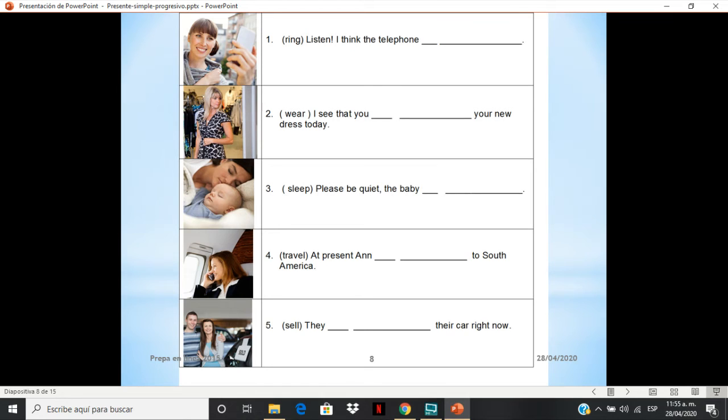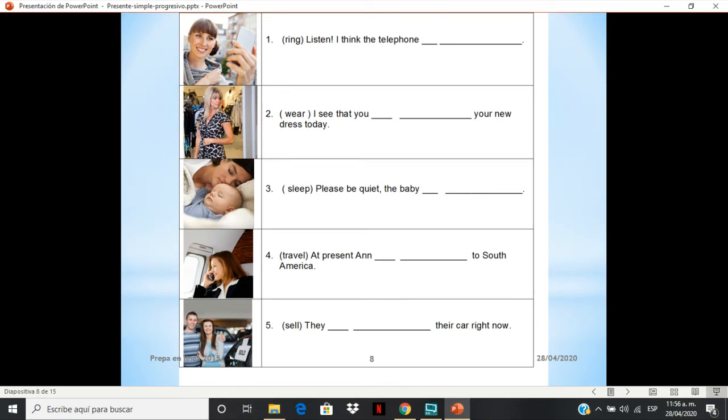Then there is a woman, right? What do you think? Is she traveling by bus, by train, by plane, by car? What do you think? Okay, then try to give the answer. At present, and to South America.